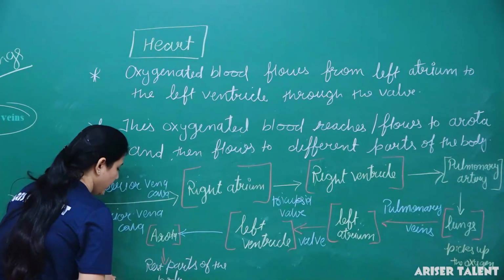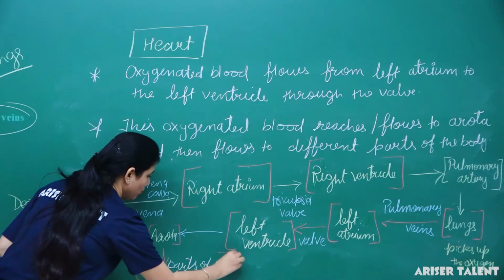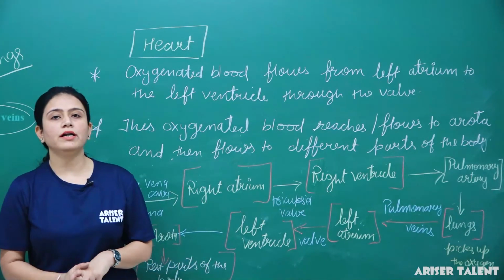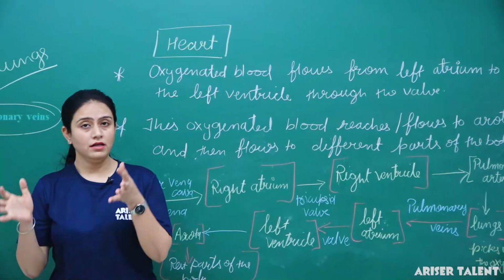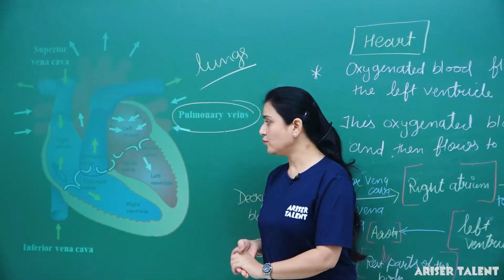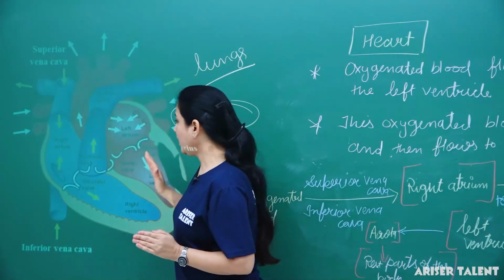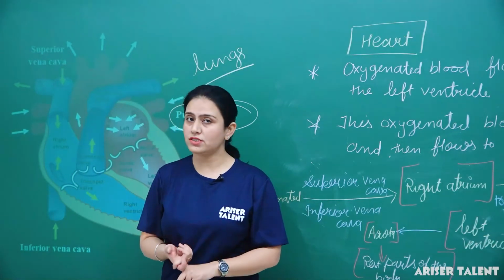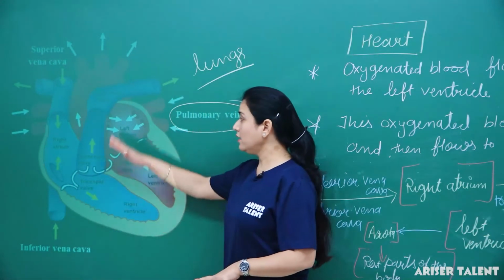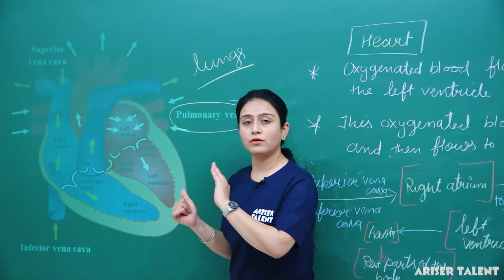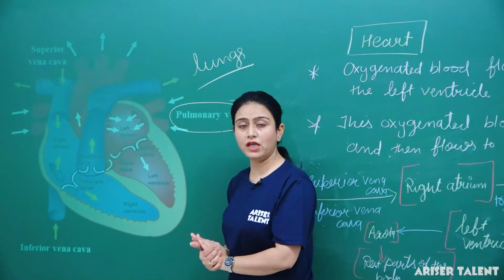Here we can say that in humans the heart is four-chambered, and this four-chambered heart performs the function of pumping the blood to the parts of the body. We can pay attention that the right part of the heart carries the deoxygenated blood, but the left part of the heart carries the oxygenated blood from the lungs to the different parts of the body.